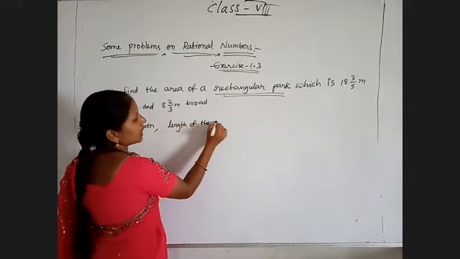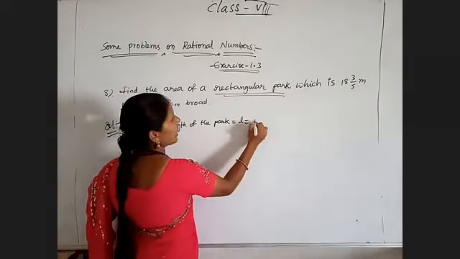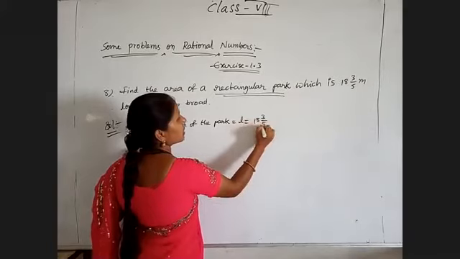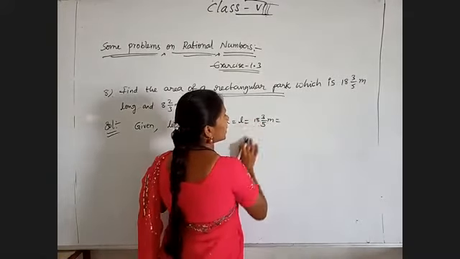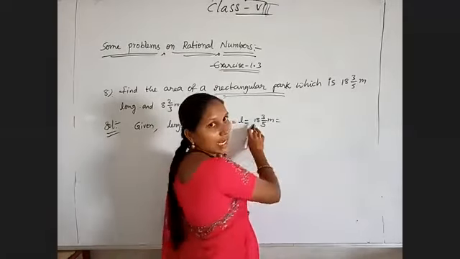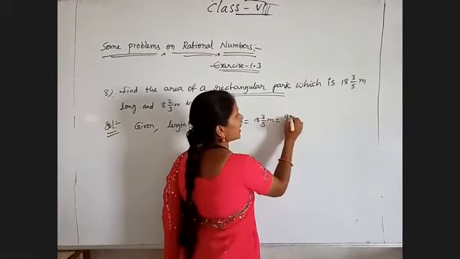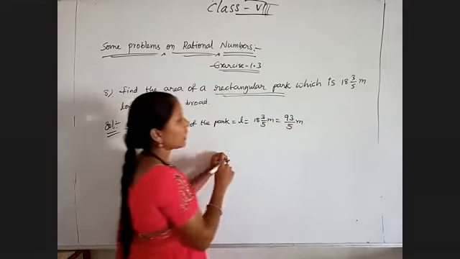Length of the park L is equal to 18 3 by 5 meters. So that is nothing but convert it into an improper fraction. 18 5s are 90, 90 plus 3 is 93. 93 by 5 meters. Okay.